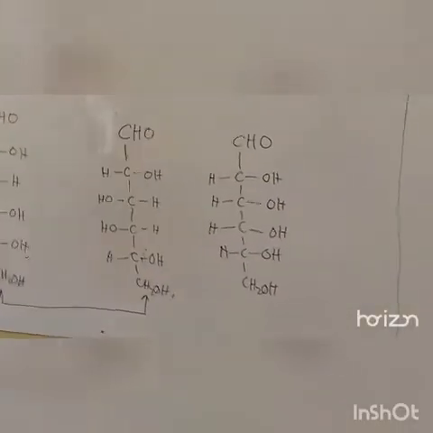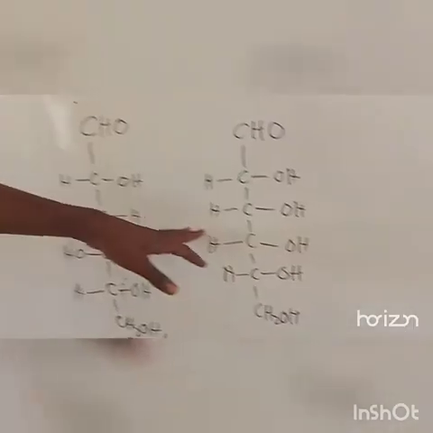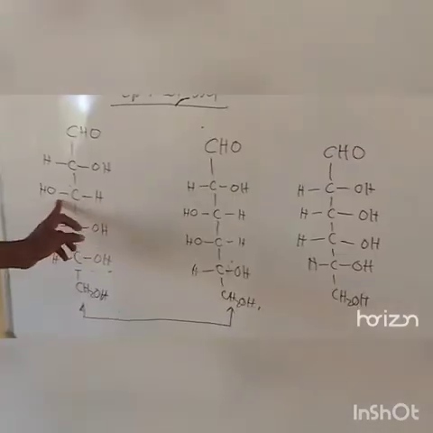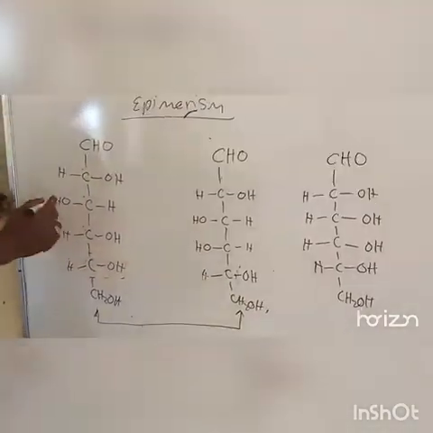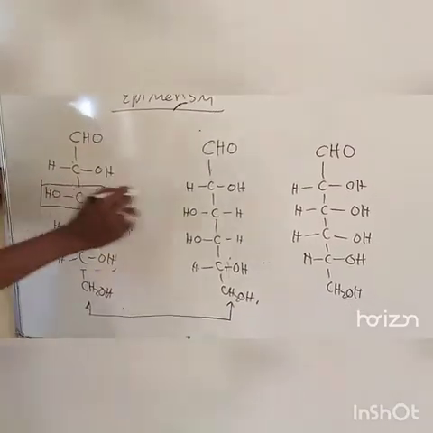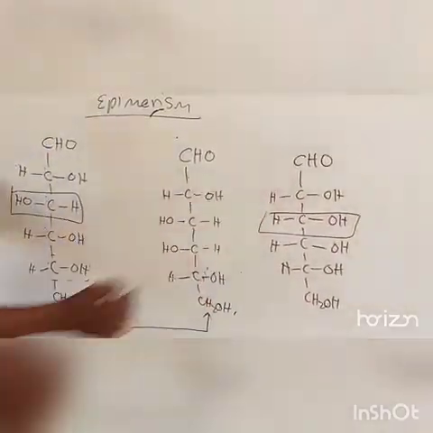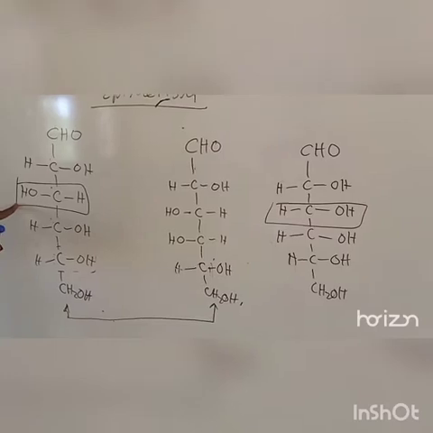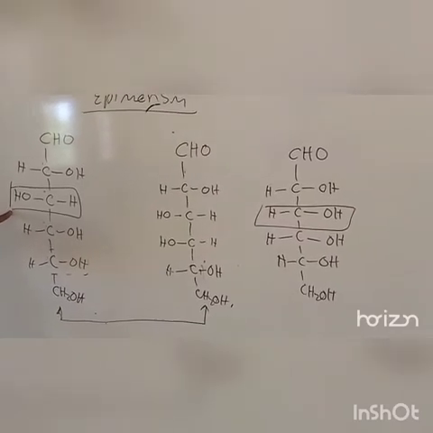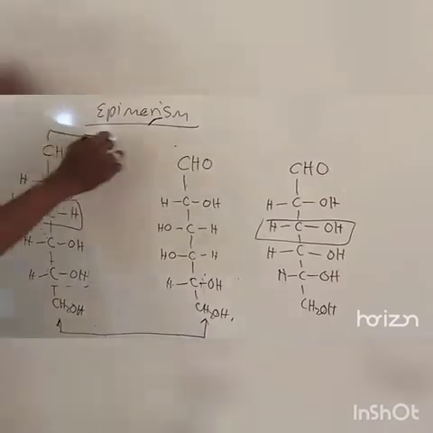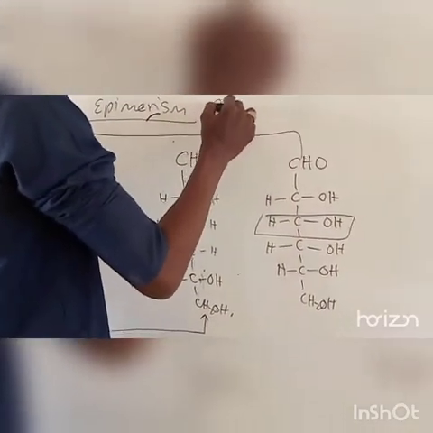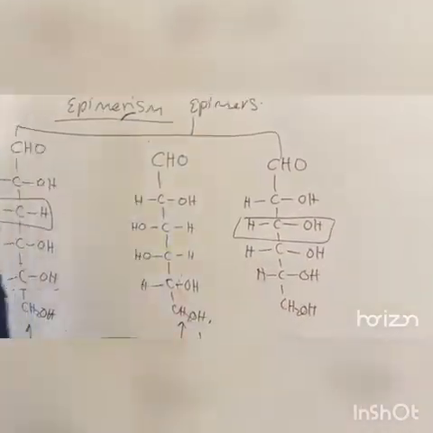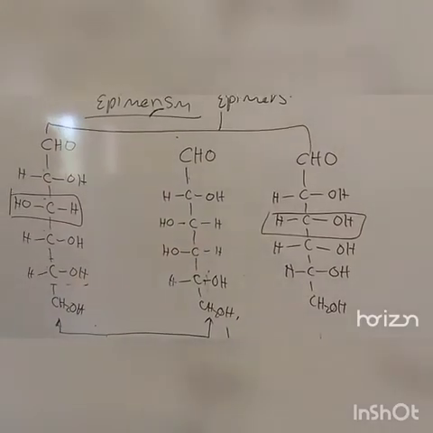Now, look at this one also. Comparing it to the main compound, this one and this one are the same. But in carbon number 2, there is a rotation. There is a rotation in carbon number 3, which is chiral center 2. So at chiral center 2, there is a rotation. Therefore, this one and this one are also epimers. Also this one and this one are epimers. So this is about epimerism.